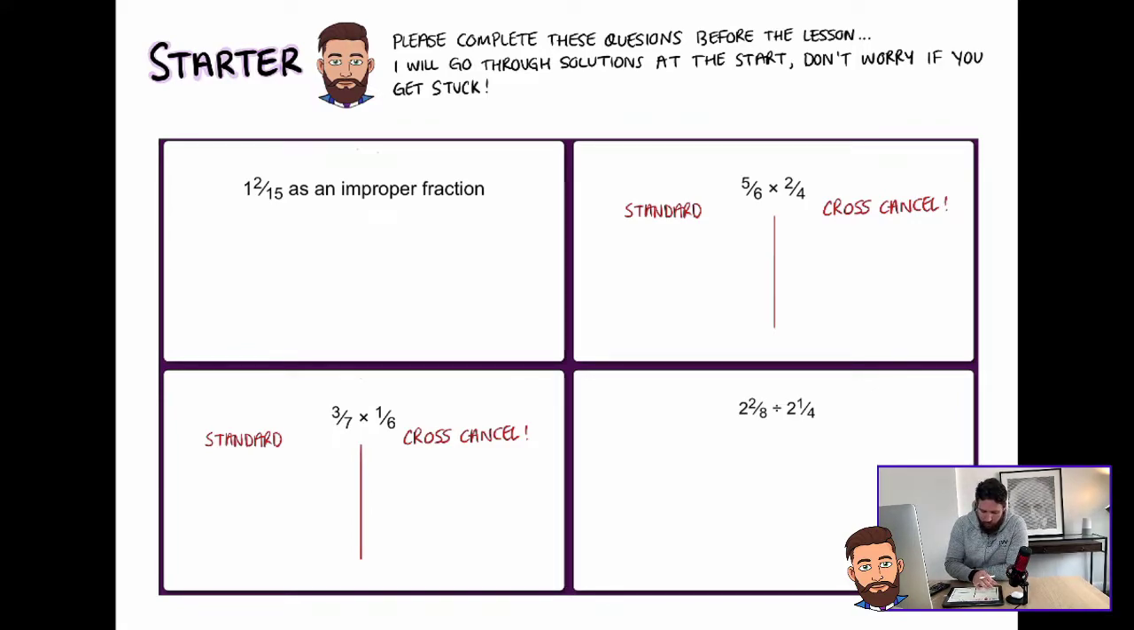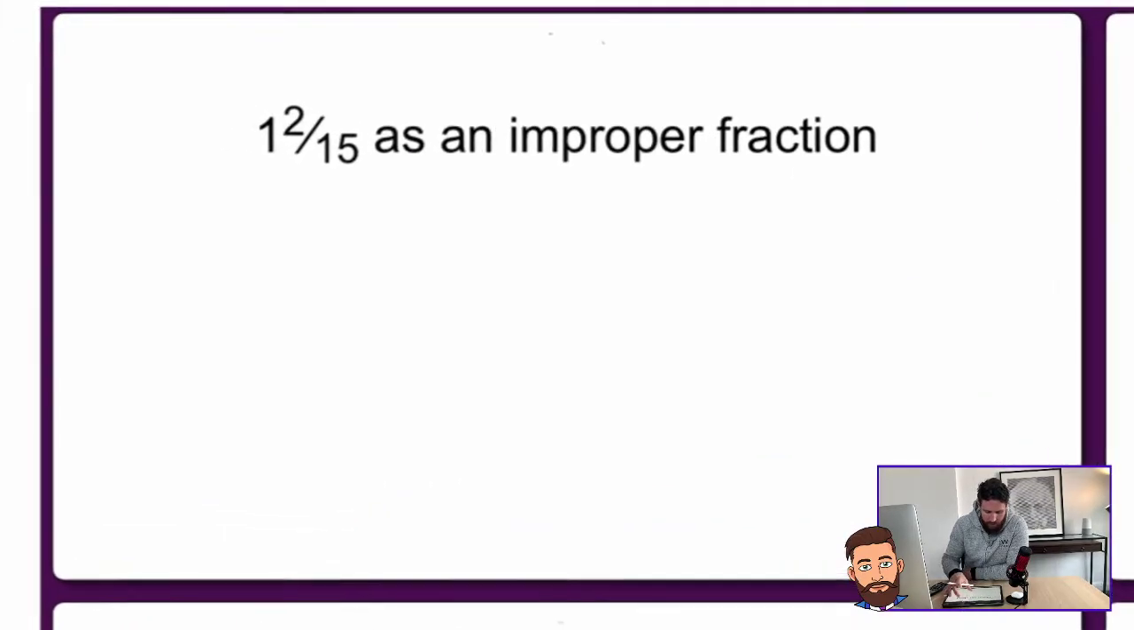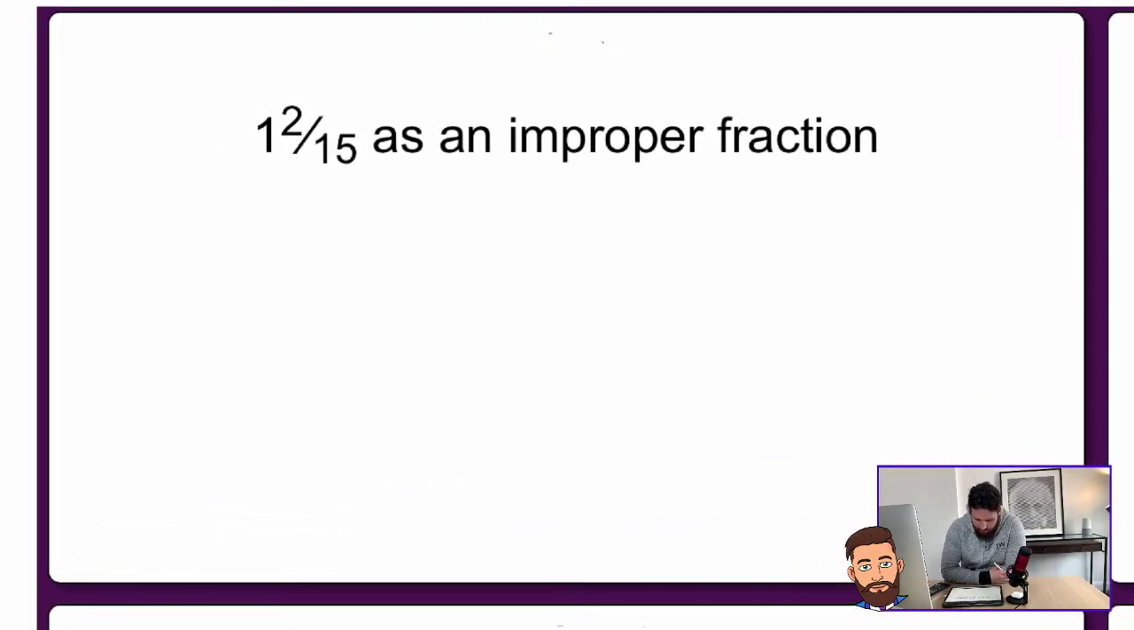So hopefully you managed to have a go at these starter questions. Looking at these starter questions, the first one's asking us to do 1 whole and 2/15 as an improper fraction. So change this mixed number into an improper fraction. If we do this, remember we have to do the denominator times by the whole number and then add the numerator. And we looked at why this is last lesson. So we're going to times those two and add the top.